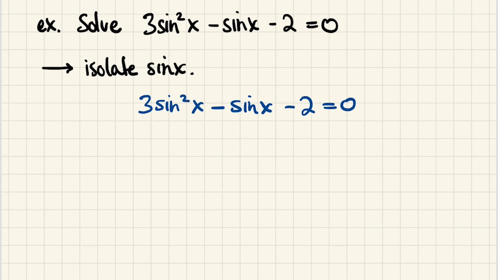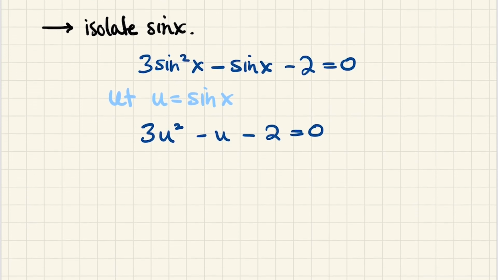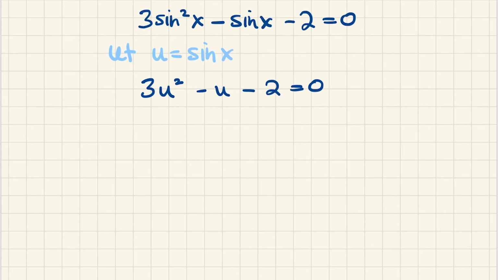So a neat little trick is to quickly make a substitution where we're going to let u equal sine of x. And that means that sine squared is u squared. Of course, sine of x is just u. And we have this equation. So we're just going to factor this with a u in it instead of with sine of x. And sometimes just looking at it like this kind of activates our algebra minds a little bit better than the original form with the sine of x's that were very distracting.